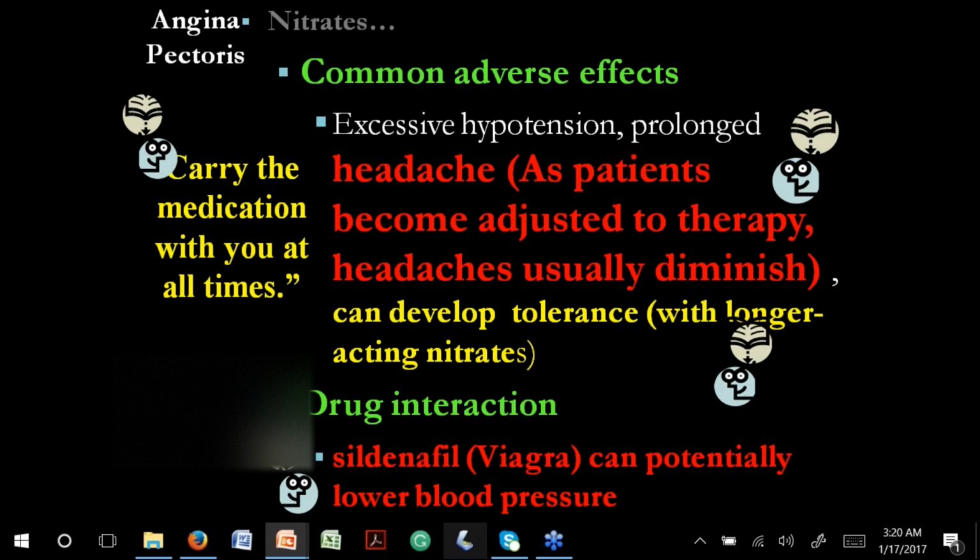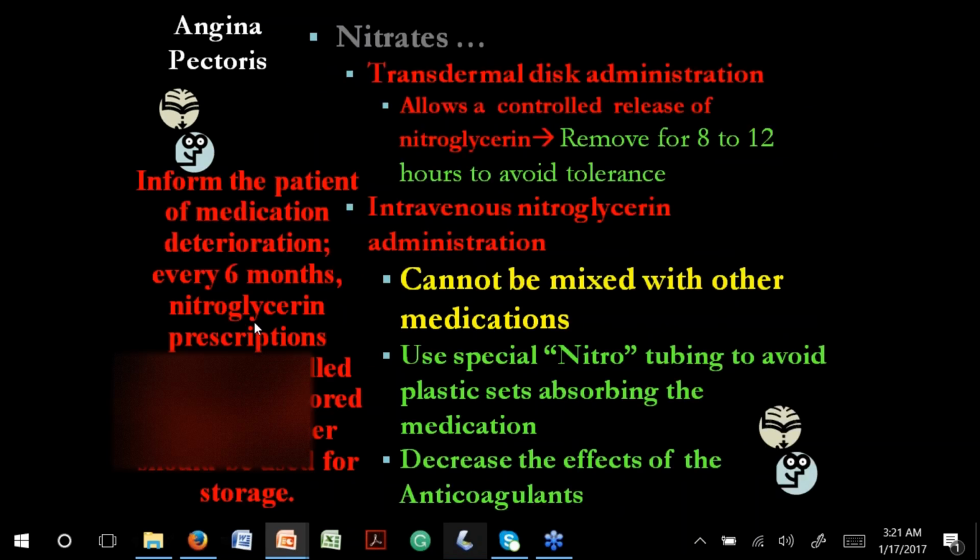All right, so drug interaction: sildenafil, that is Viagra, a potent vasodilator. When they are given together, it can produce orthostatic hypotension, deprivation of the blood supply to the brain, and coma and death. Okay, so let's keep going.